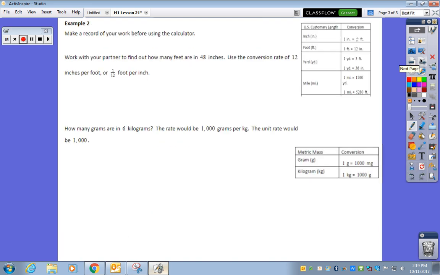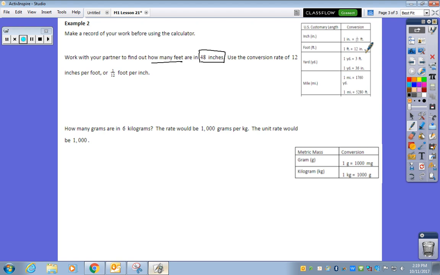Looking at example 2, make a record of your work before using the calculator. It does say work with your partner. I'm just going to do this as an example for right now, to find out how many feet are in 48 inches. Use the conversion rate of 12 inches per foot, or 1/12 foot per inch. That's just going back to the table. I'm looking to go between feet and inches, so I can use either of those two.